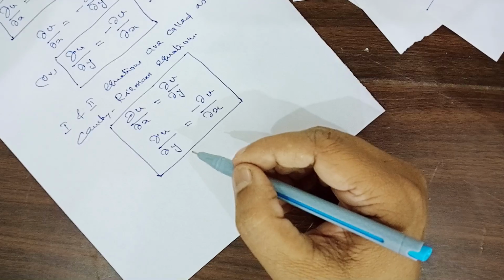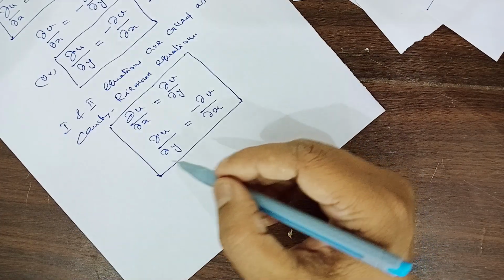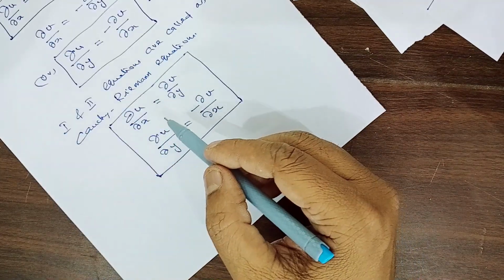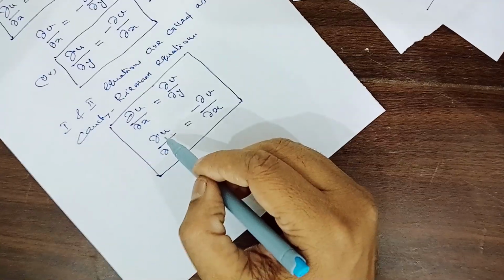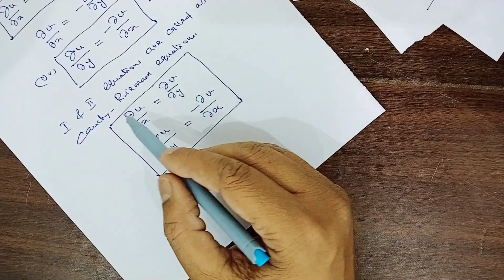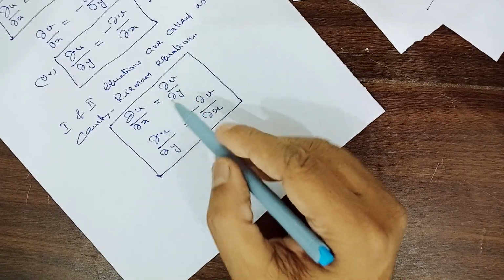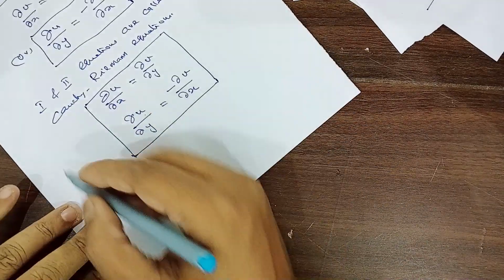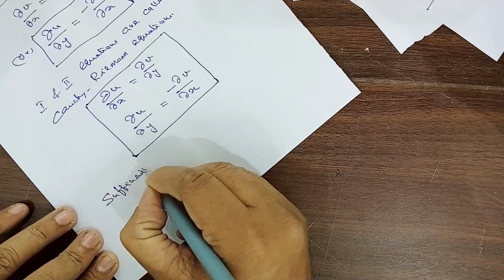So, a function is given. If we want to find out whether the function is analytic or not, we should find out these values. If the function satisfies the Cauchy-Riemann equations, then the function is said to be analytic. So what are the Cauchy-Riemann equations? Dou u by dou x is equal to dou v by dou y. Similarly, dou u by dou y is equal to minus dou v by dou x. These are the sufficient conditions.